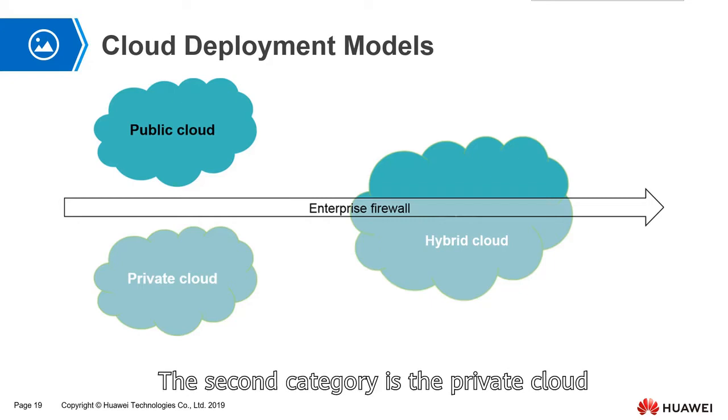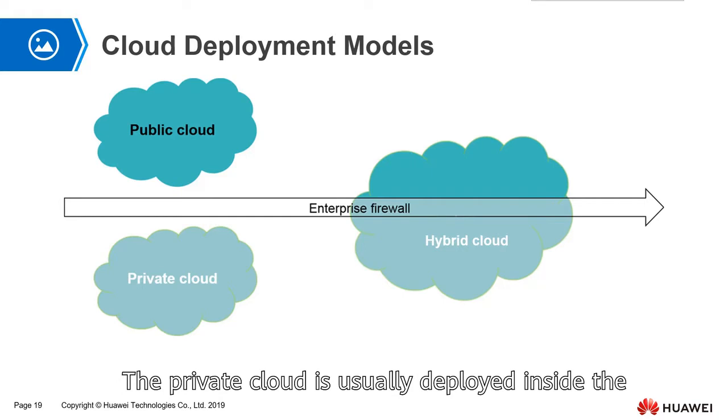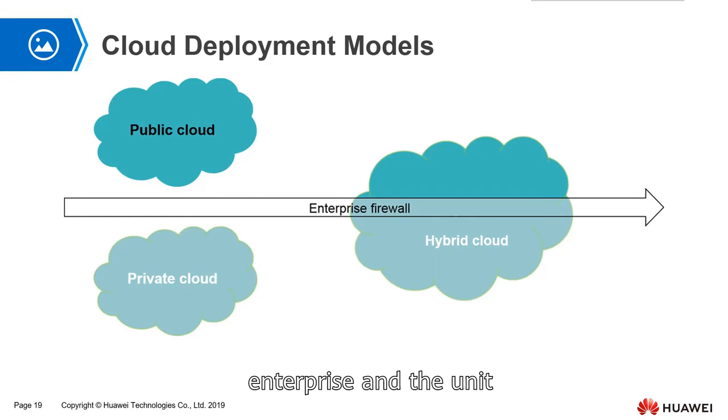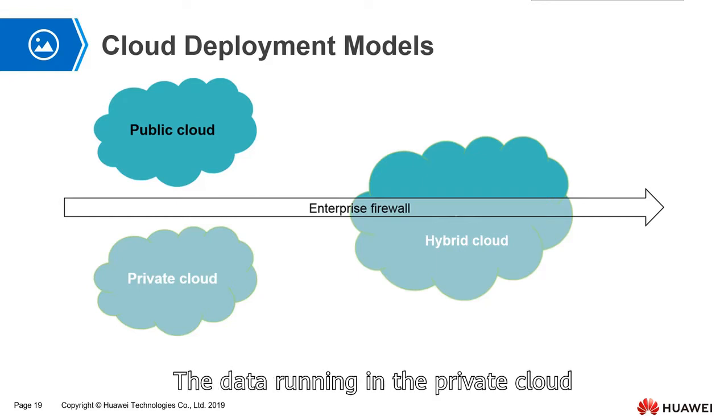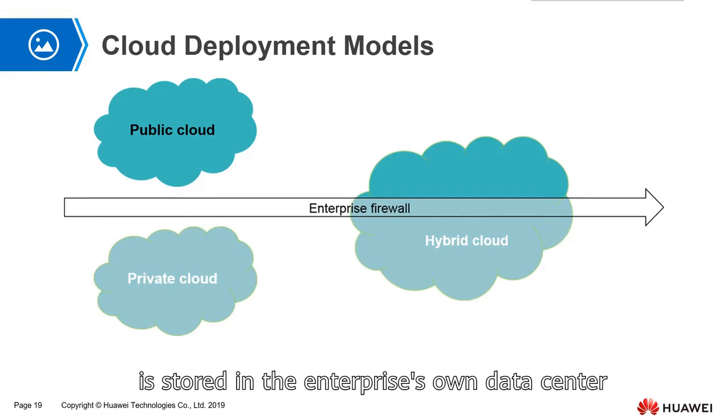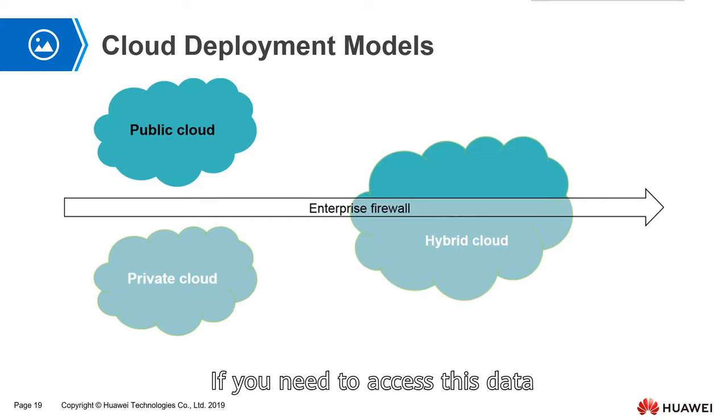The second category is private cloud. The private cloud is usually deployed inside the enterprise or unit. The data running in the private cloud is stored in the enterprise-owned data center. If you need to access this data, you need to go through a firewall deployed in the data center, or you can access it inside the enterprise.